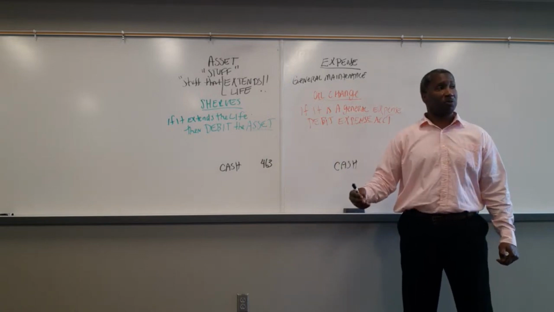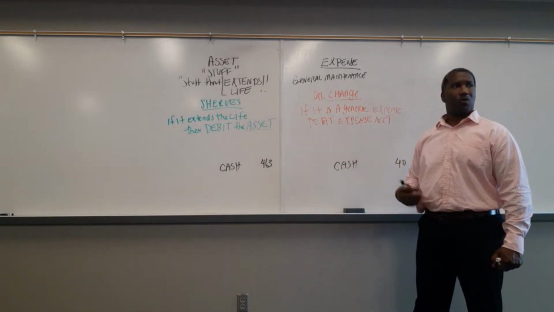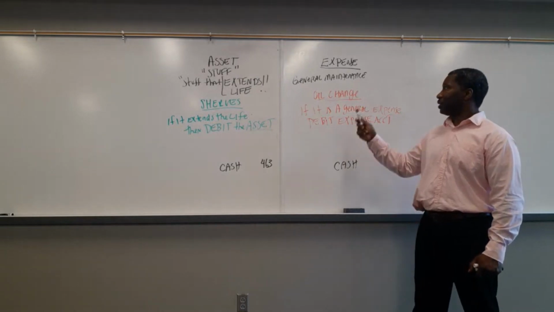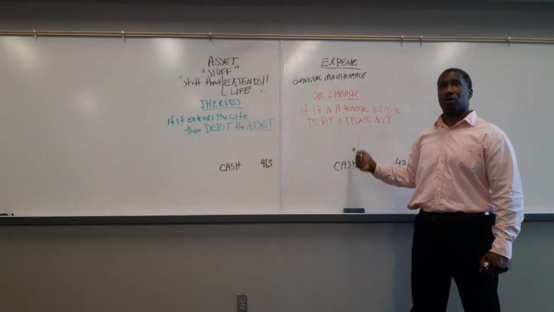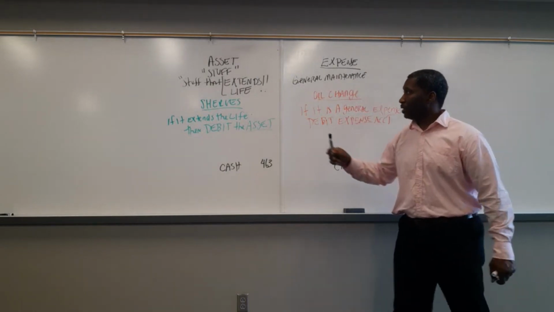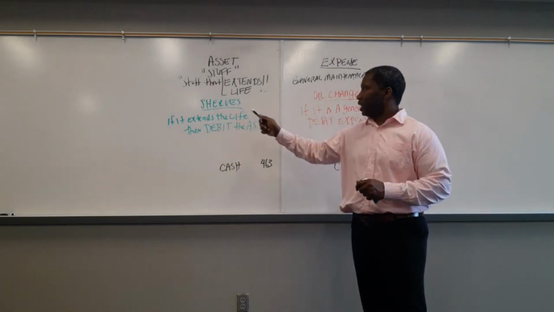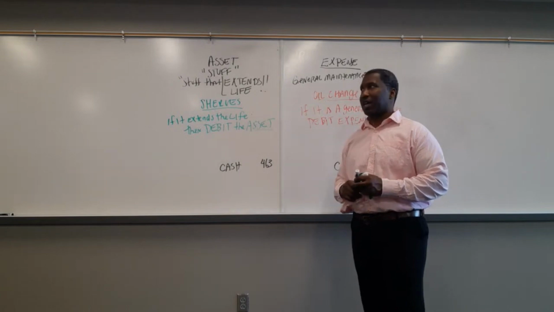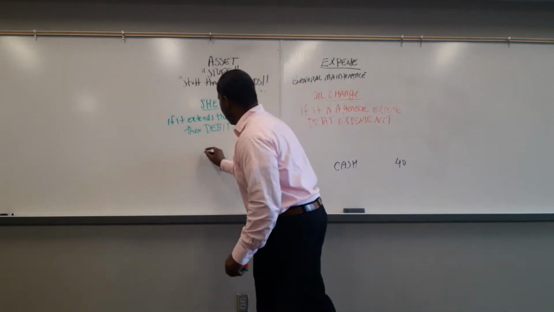And if it becomes part of general maintenance, then you start putting it over here. Why is it important? Because this is going to affect my income taxes, right? So I need to know what's going over here. Now, I've already said, asset is the stuff that extends the life. If it extends the life, then I'm going to debit an asset account. Since we're talking about a truck, let's just go ahead and debit property, plant, equipment, truck.